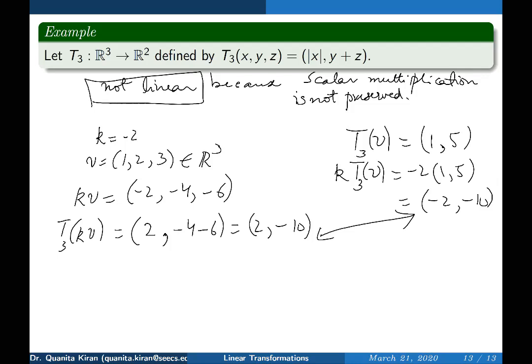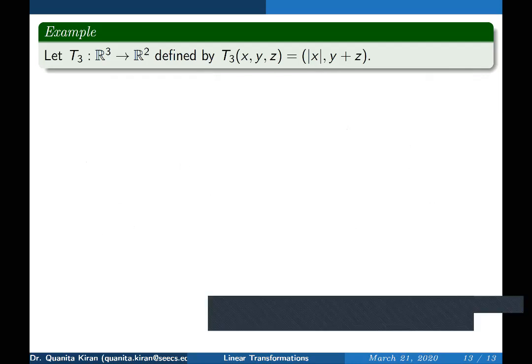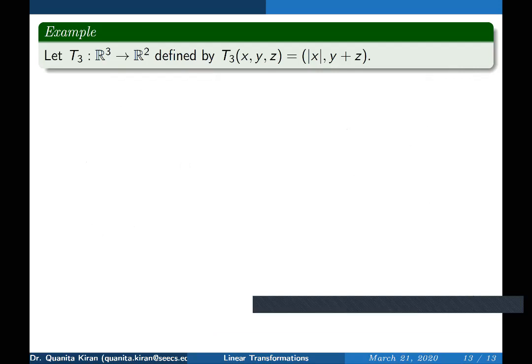So that's all in today's lecture. I made it brief because of the time, so that you can absorb the concept easily. In today's lecture, I discussed linear transformations and some examples.